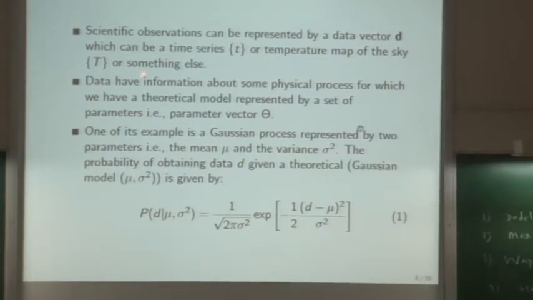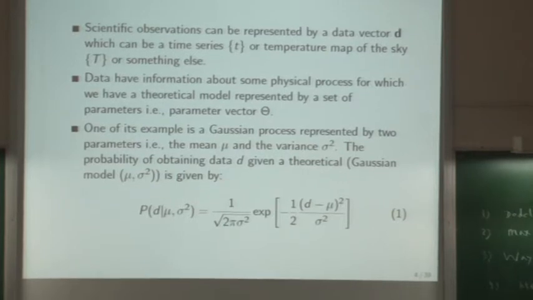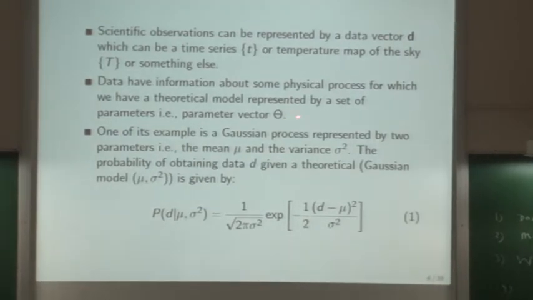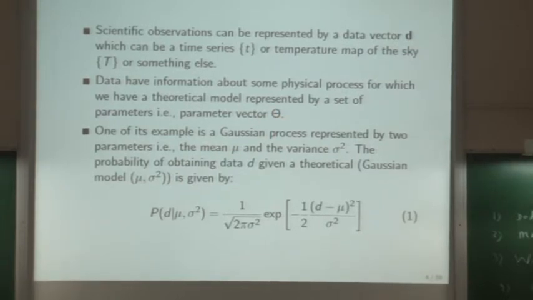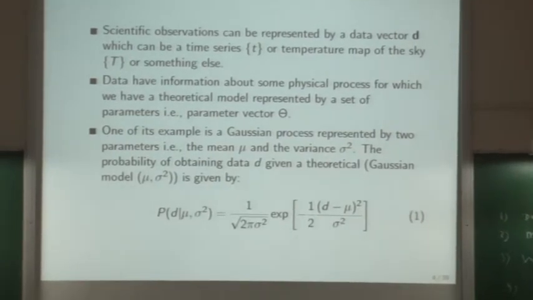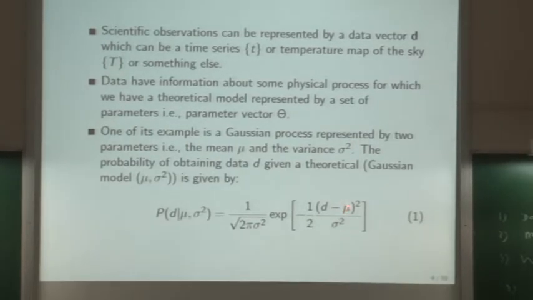So I told you that data can be like a time series or the temperature map of the sky. So this is our data, and there is a theoretical model which is represented by some parameters. Here we will represent these parameters by theta. One example is a Gaussian process. For example, if we have a Gaussian theoretical model for the data, this model is characterized by just two parameters, the mean and the variance.